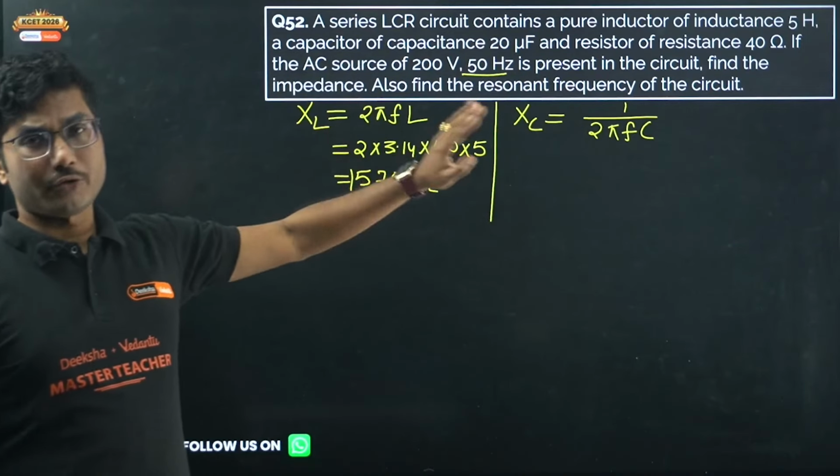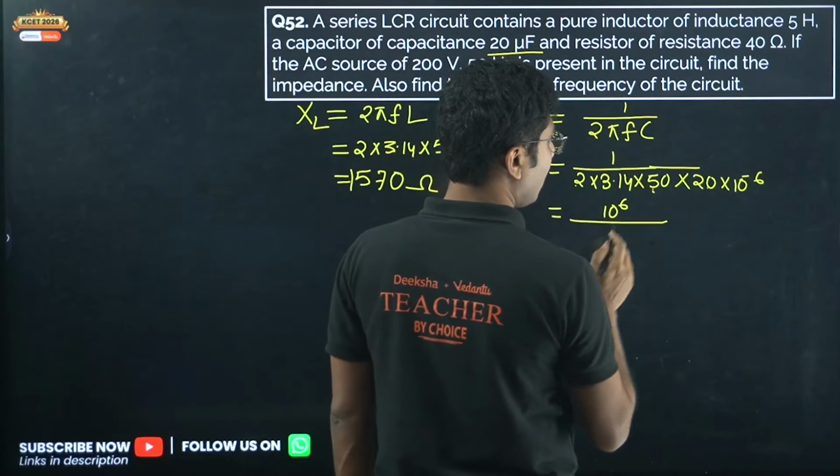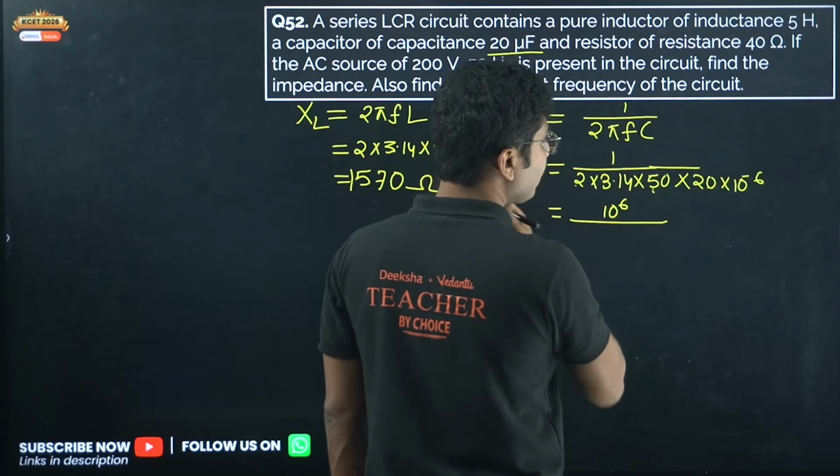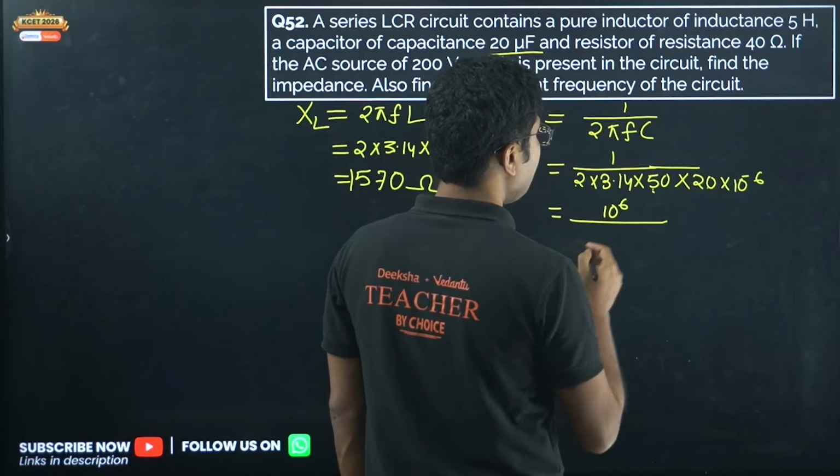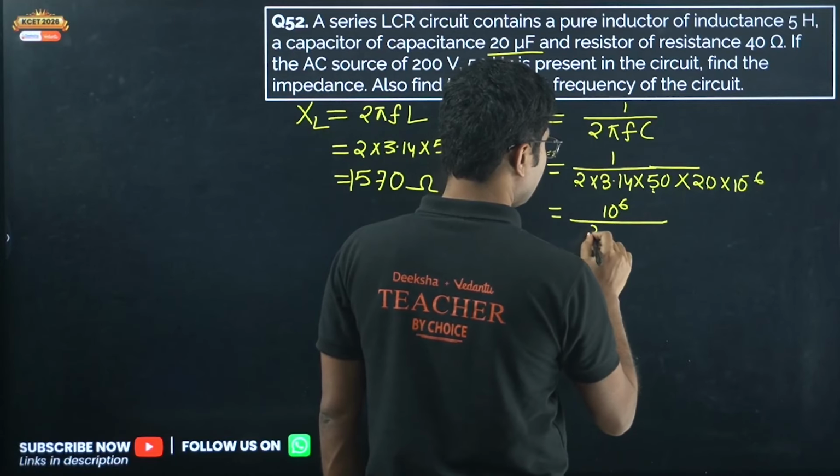And that is given by 1 by 2 pi, 2 into 3.14 into frequency is 50, and the capacitance is given here as 20 microfarad. Now micro means 10 to the power of minus 6. So what you have to do, you have to take this 10 to the power of 6 in the plus portion, and then you multiply other things. So what you got, 2 into 50, 100, 100 into 20 is 2000, 2000 into 3.14 will be, okay, let's solve this.